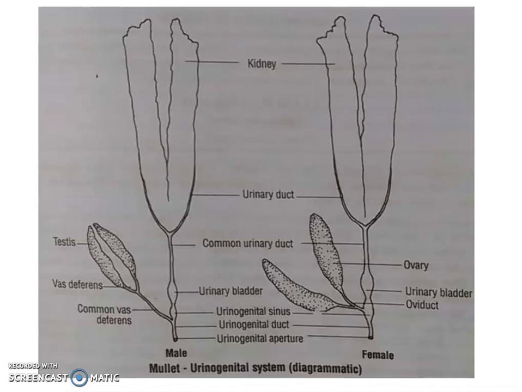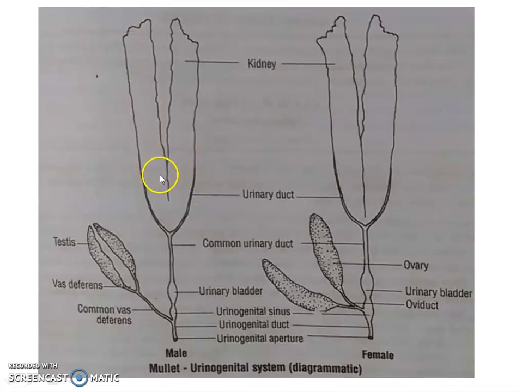So this is the figure which shows the urinogenital system of male and female mullet, and in the case of the excretory system, first we will see that they have a pair of kidneys. Both the male and female it is the same, so we'll speak about the excretory system in common. So they have a pair of kidneys, right?